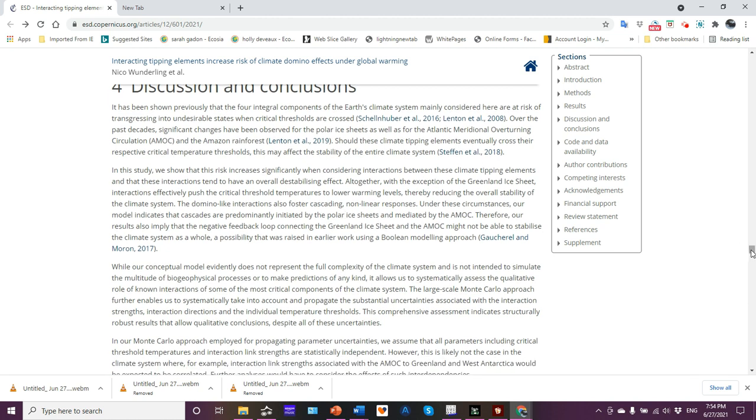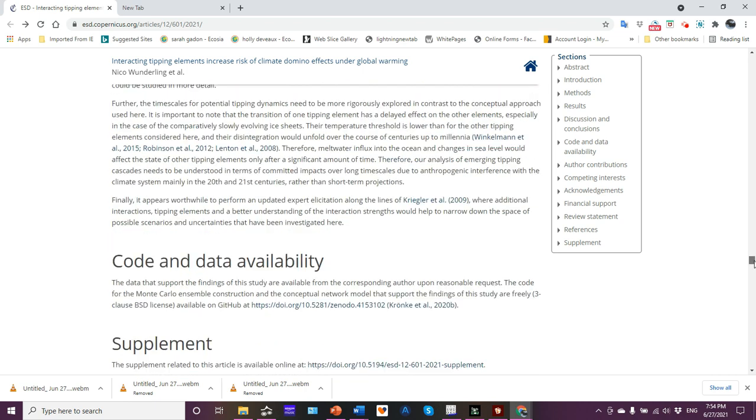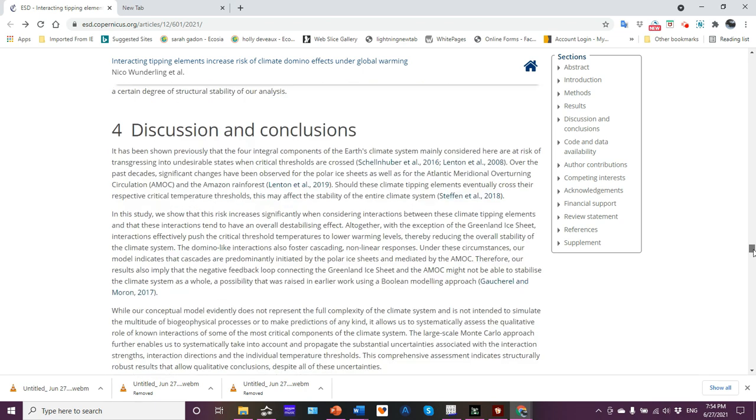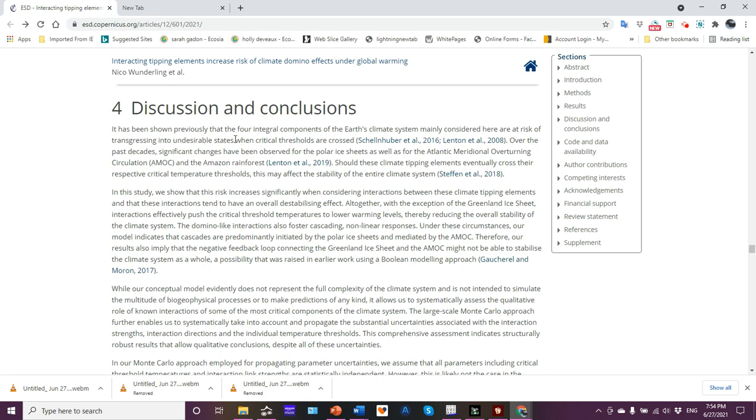Okay, discussions and conclusions, right? A little bit here, and then this will wrap up our discussion here. It has been shown previously that the four integral components of the Earth's climate system, mainly considered here, are at risk of transgressing into undesirable states when critical thresholds are crossed. Over the past decade, significant changes have been observed in the polar ice sheets as well as the AMOC overturning and the Amazon rainforest. Should these climate tipping elements eventually cross their respective critical temperature thresholds, this may affect the stability of the entire climate system.